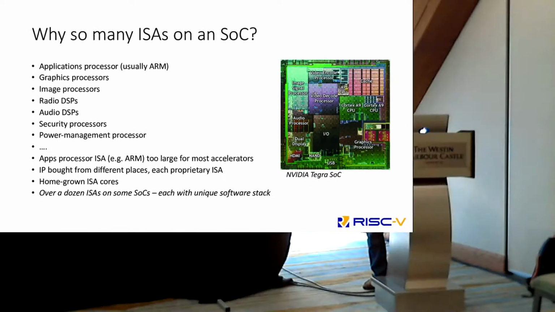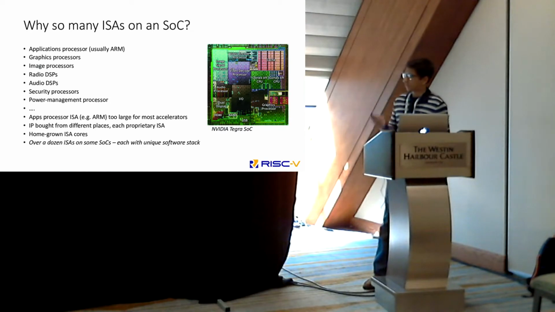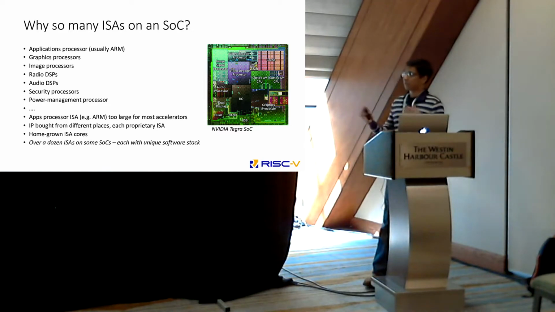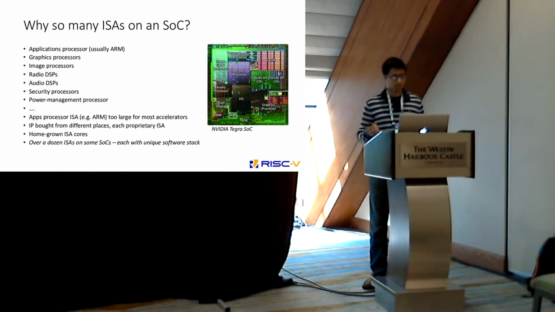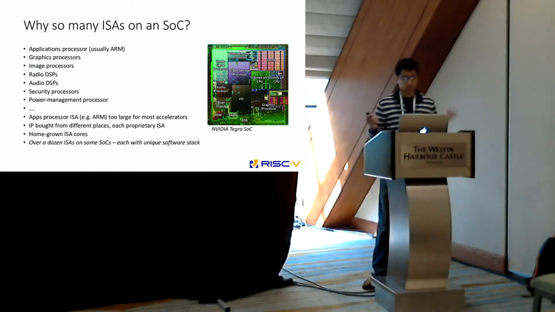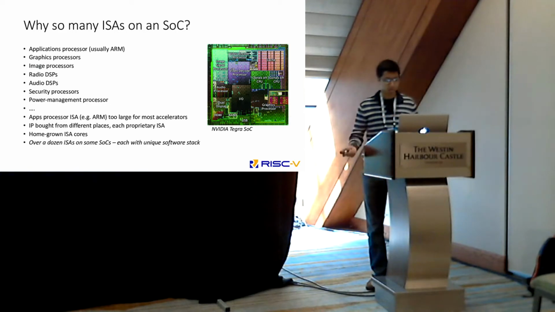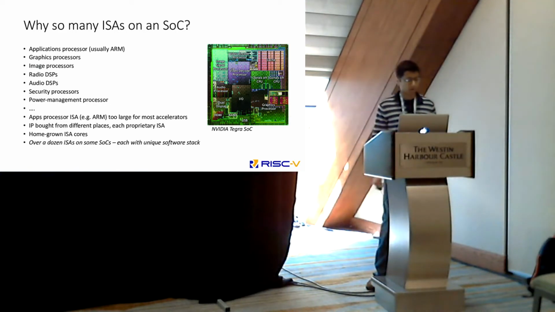And if we look even further at modern systems, there's more than just one ISA on something like a system on chip. Right? So there's, for example, an NVIDIA Tegra here. There are tons and tons of different types of processors on board. So of course, there's the application processor, generally ARM. But then there's tons of other accelerator class processors. So there's graphics processors, image processors, all kinds of DSPs, security processors, power management units that are sometimes just small regular cores. And then the list goes on and on.